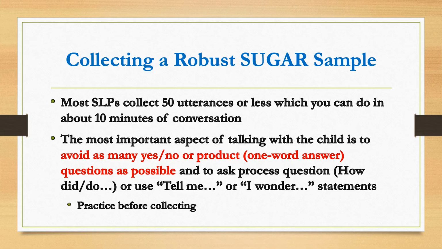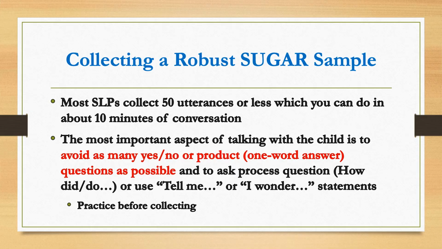Process questions and statements focus on the process or the manner in which something occurred or is accomplished. They're used to help children provide some narration or explanation of an event. This is accomplished with questions such as, how do or did you do something? And what happened next? And statements such as, tell me what happened or how you did X. Or, I wonder what happened or how you did X.